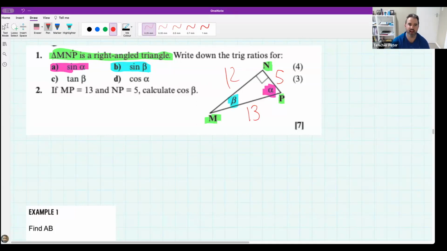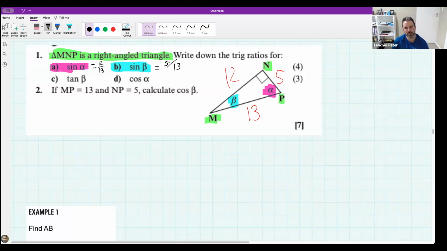So the sine of alpha, I just look what's opposite that. It's going to be 12, and then the H is 13. So it's 12 over 13. I agree. What about the sine of beta? What is the sine of beta going to be? Well, now there's a different angle as the reference angle. So opposite that is 5. And that's still going to be over H, which is 13.